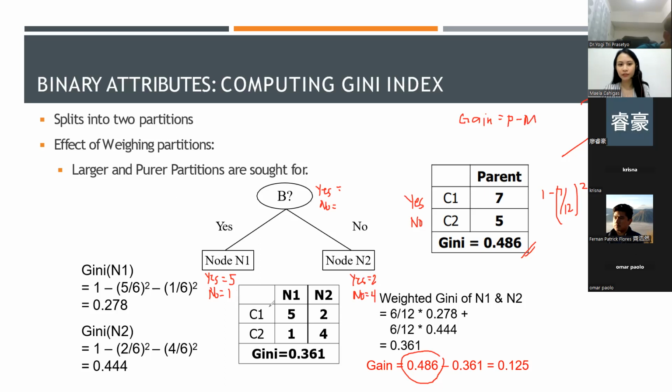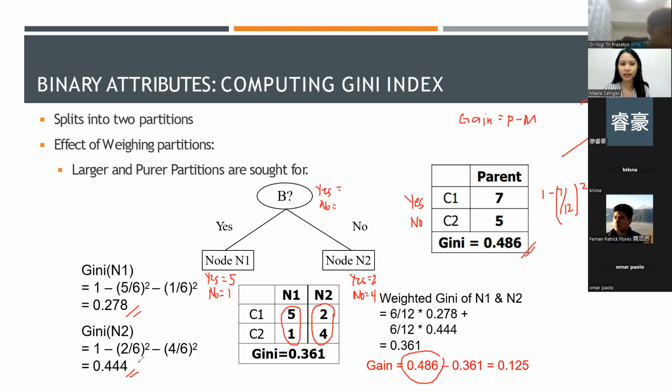So we just have to follow the same formula from a while ago, similar to the parent. First, for the N1, 1 minus 5 over 6, 6 because the total of N1 is equivalent to 6, then minus 1 over 6 squared. And then the total value would be 0.278. And then the next one would be 1 minus 2 over 6. Why 6? Because the total of these values is 6, and then minus 4 over 6 squared. So you have the Gini of your first node and the second node here, but it does not stop there.